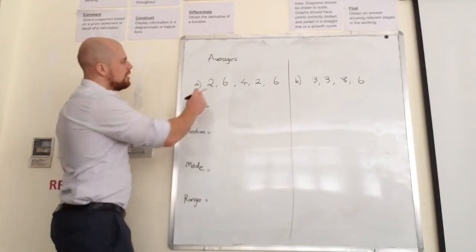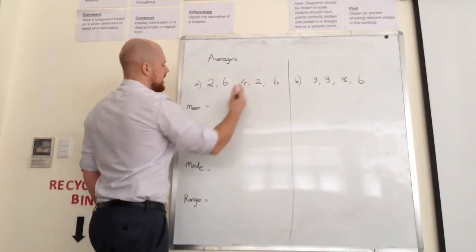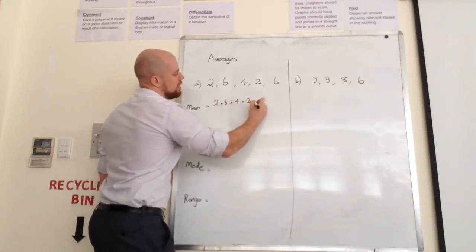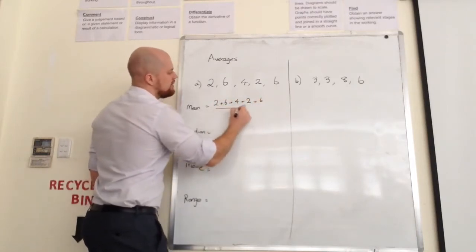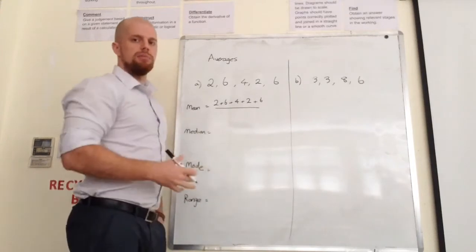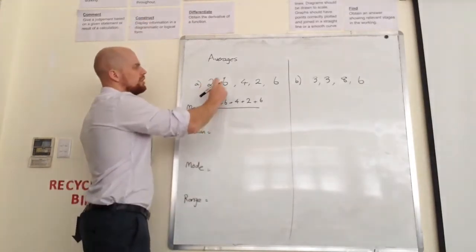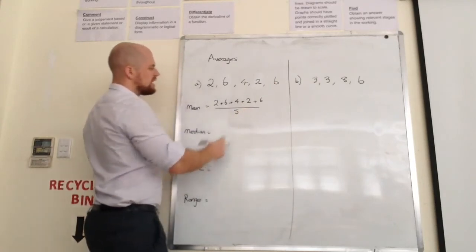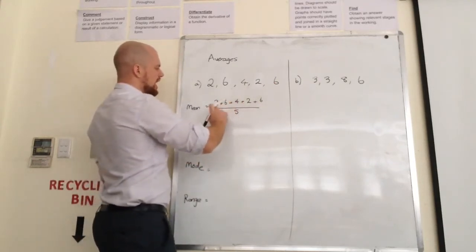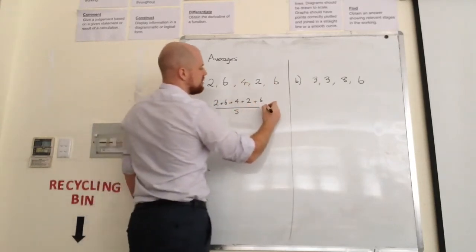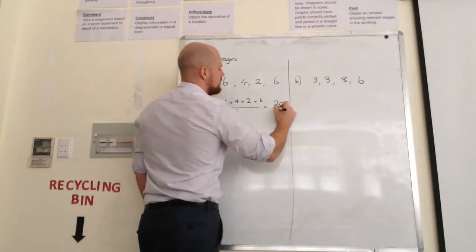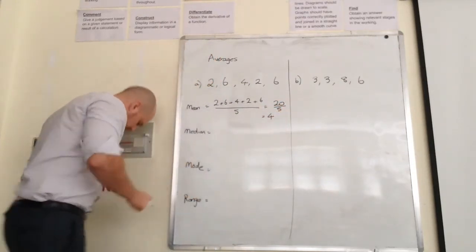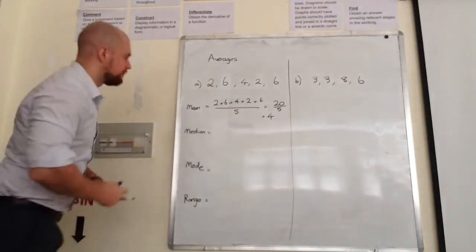The mean, we're going to add the numbers together. 2, 6, 4, 2, 6. And then we're going to divide by the number of numbers. In this case, there's 1, 2, 3, 4, 5. Add them together. 2, add 2, add 6, add 4, add 6 is 20, divided by 5. So in this case, the mean is 4.